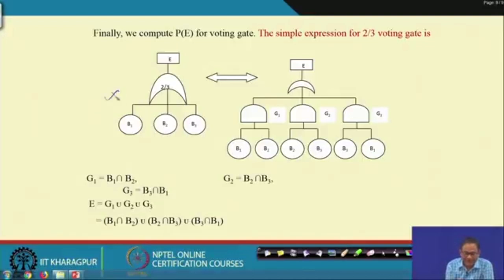First, this 2 out of 3 voting gate is represented as an equivalent OR and AND gate. If 2 out of 3 occur, the top event will occur. So if B1, B2 occur, the top event will occur; if B2, B3 occur, or B3, B1 occur, the top event will occur. These conditions are in AND gates, G1, G2 and G3, and any of them occurring leads to the top event, which is why the OR gate is given here. In quantification gate by gate, first you quantify gate 1, second gate 2, third gate 3, then you quantify gate 4.